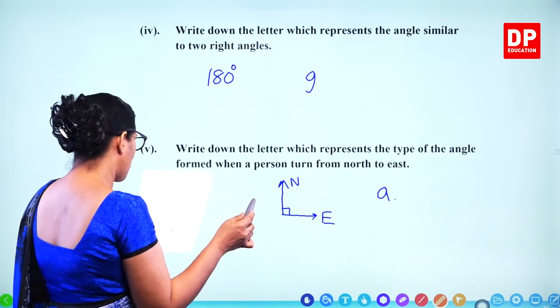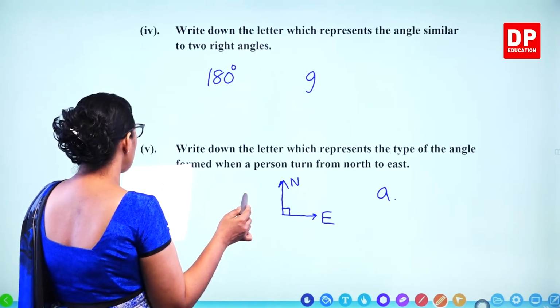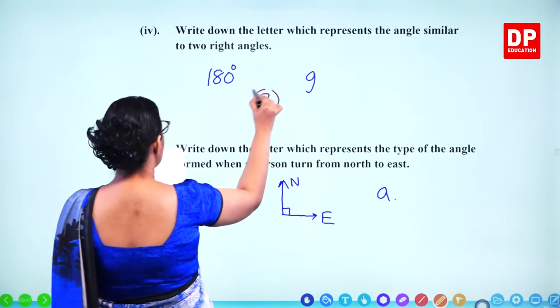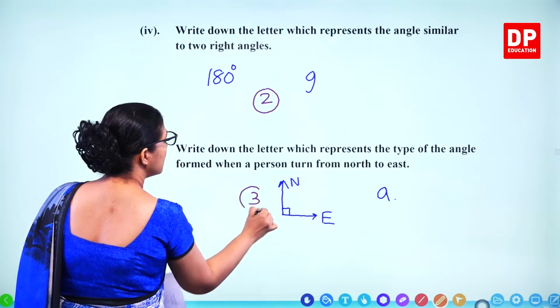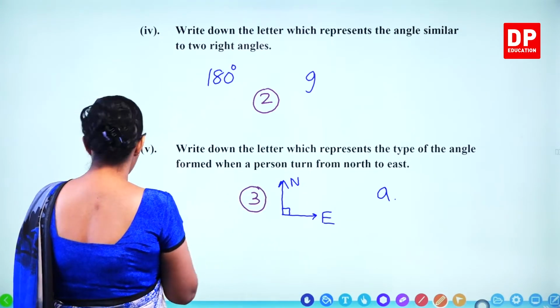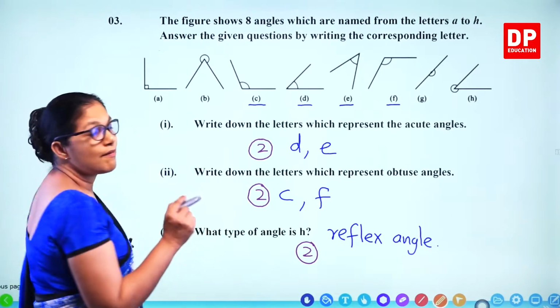So how many marks for this one? You are getting G, that's 2 marks, and A, 3 marks. So altogether 3 plus 2, 5 and 6, 11 marks.